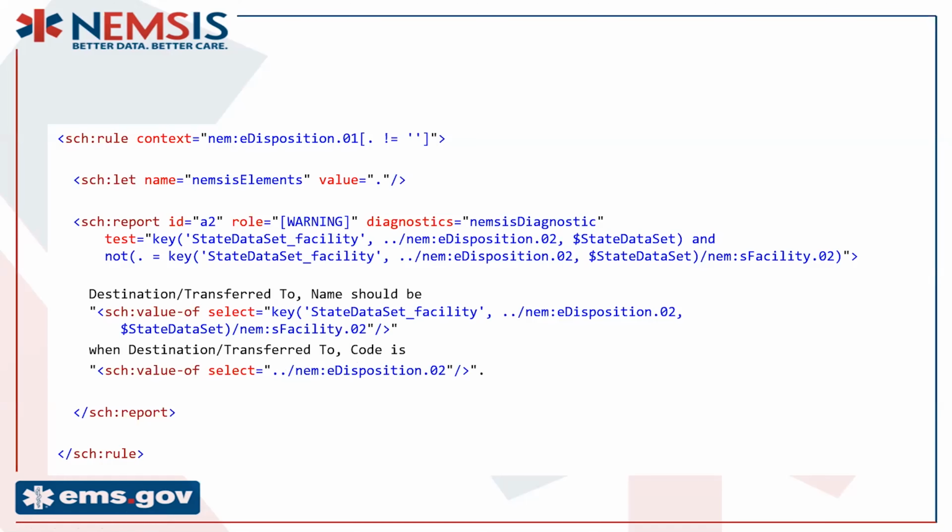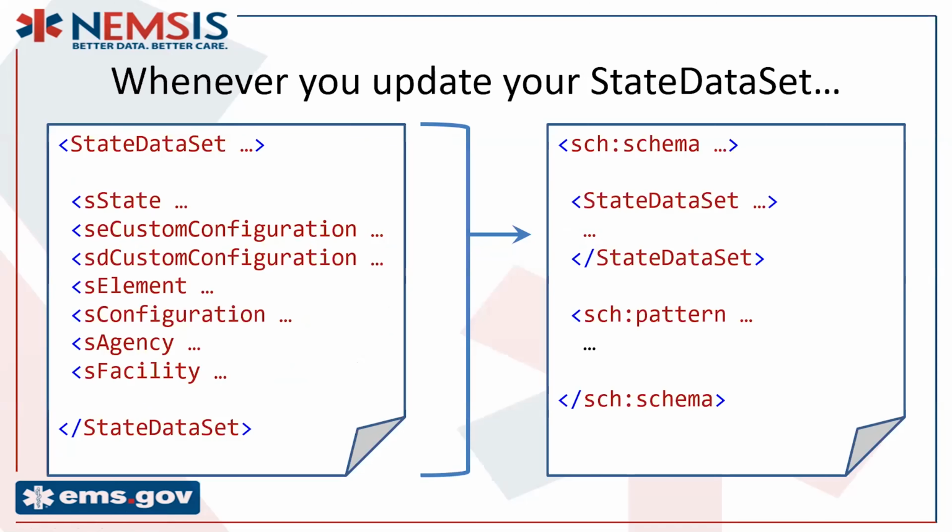Okay, so the cleanness of this with the consistency is that whenever you update your state data set, that state data set simply gets re-embedded or recopied into the state Schematron schema, and you just republish the state Schematron schema as well. Every time you update your state data set, you just keep the two in lockstep sync with each other.